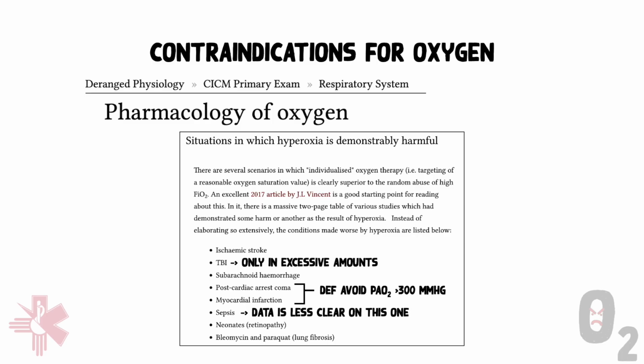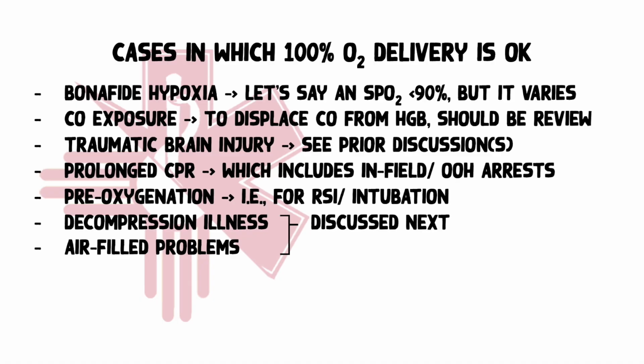All right, so situations in which giving 100% or pure oxygen is okay. First is if we have a true bona fide hypoxia. So fine to give oxygen. Carbon monoxide exposure, also fine. Traumatic brain injury, we already talked about, sort of depends, but in general, could be okay. Prolonged CPR, also fine. Pre-oxygenation, for example, in anticipation of a procedure or RSI or intubation, totally fine. The next two require just a little bit of explanation.